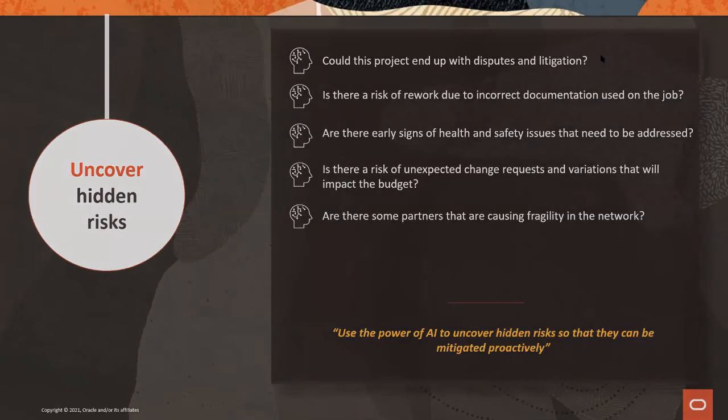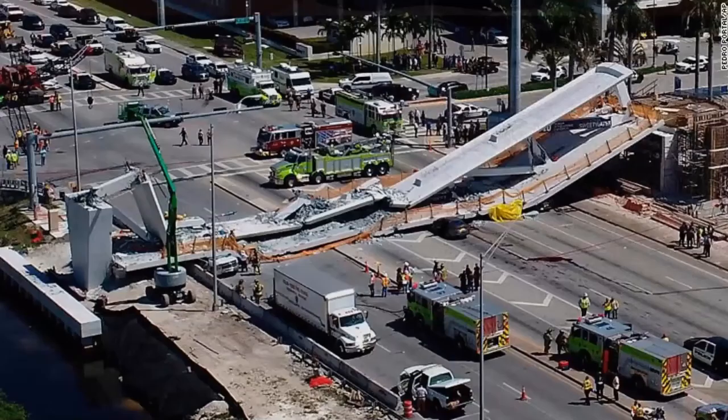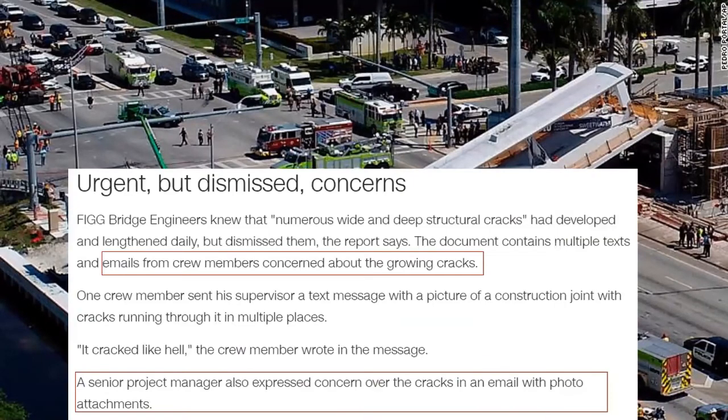So let me give you an example. This is the Florida International University bridge that collapsed a couple of years ago. And just before it collapsed, there was a lot of text that was written where people were talking about the growing cracks. There were emails that were discussed. What if we were able to pick these up? What if we were able to surface the insights to the right people and prevent a bad thing from happening? That's basically the concept, right?